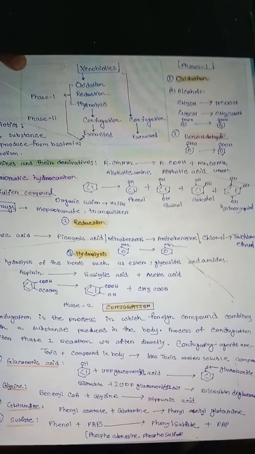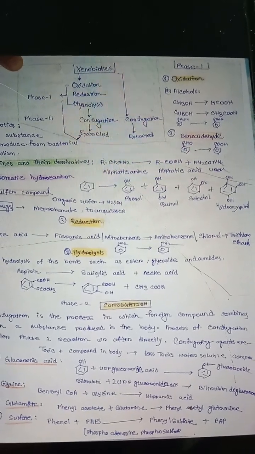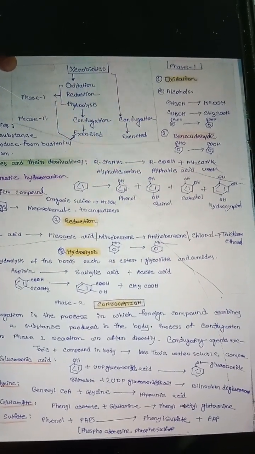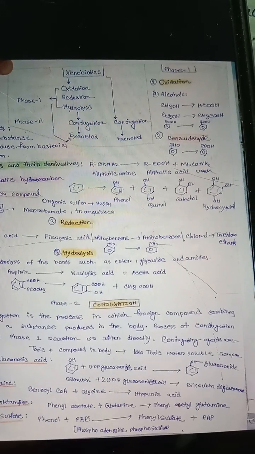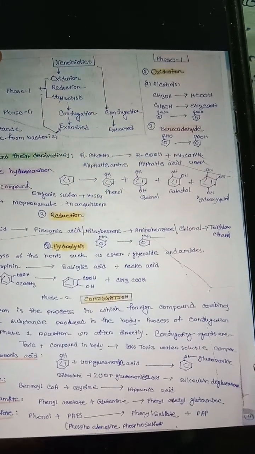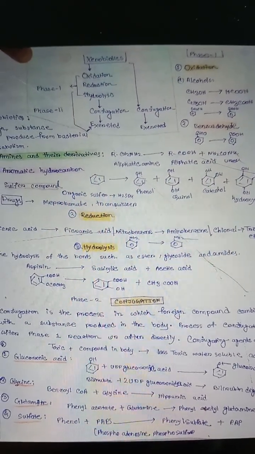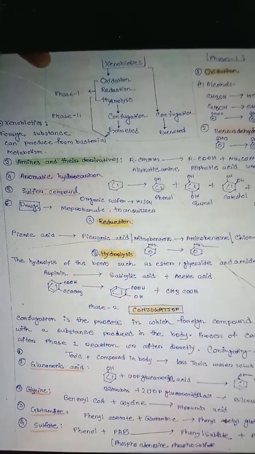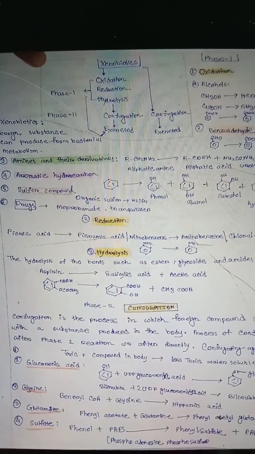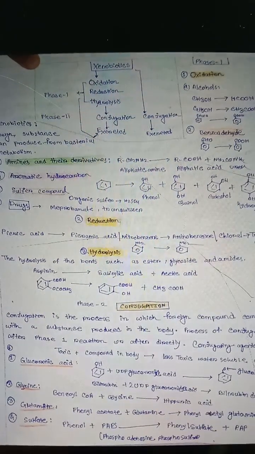Today we are going to learn about xenobiotics, which is in the MBBS first year biochemistry syllabus. Okay. So let's start. At first you should know what xenobiotics is. Xenobiotics is a foreign substance that can be produced from bacterial metabolism.